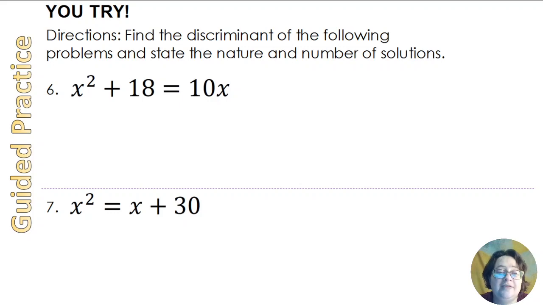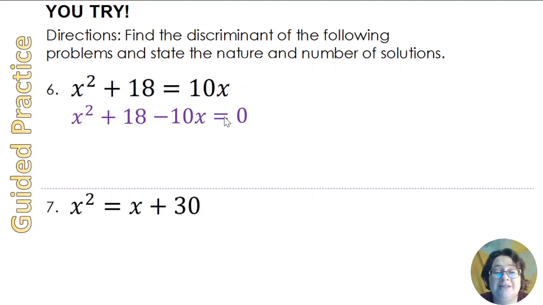So you try this next one. However, first, let's take a look. I'm going to help you out a little bit on number 6. You notice here we have 10x on the other side of the equal sign. So when I move it and change the sign, I keep my x squared plus 18. 10x becomes negative, so minus 10x equals 0.